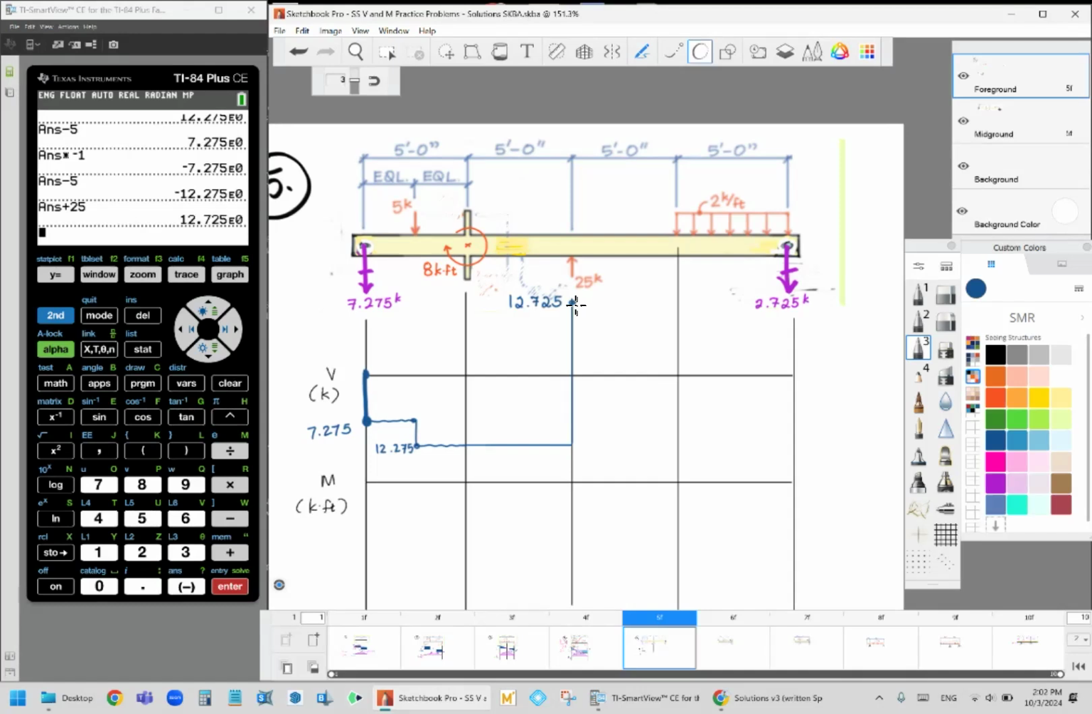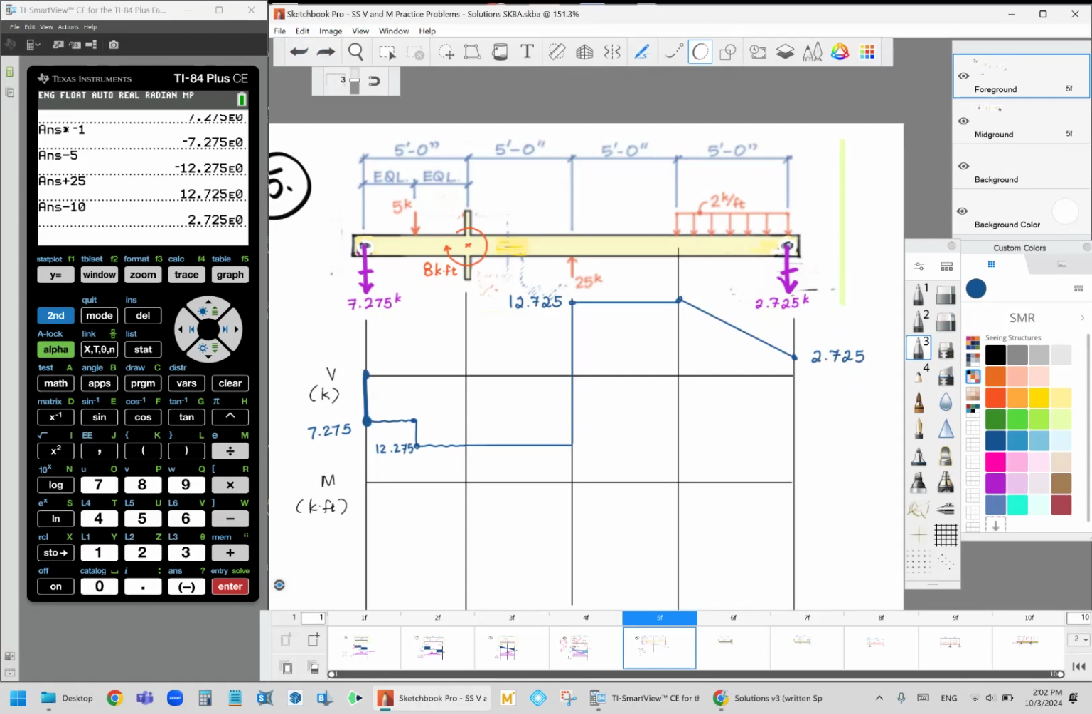Let's see, nothing happens here till I get to there. And now I decrease by that 10. So subtract out 10. That lands me at positive 2.725. How do I get there? Constant integrates to linear. There's my nice linear function. And now final vector, decrease.